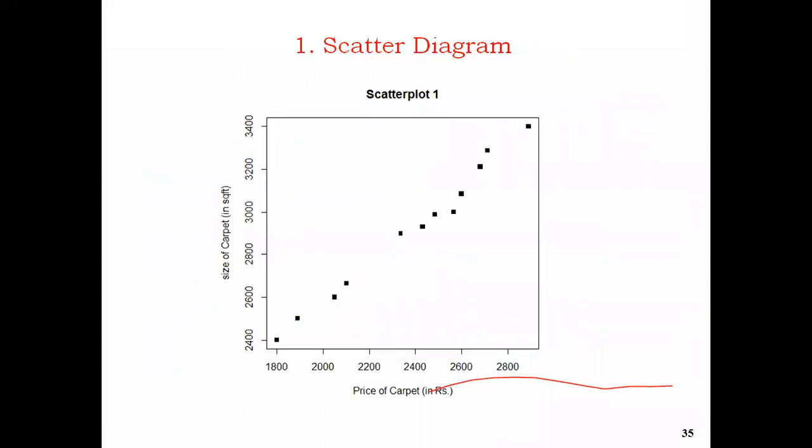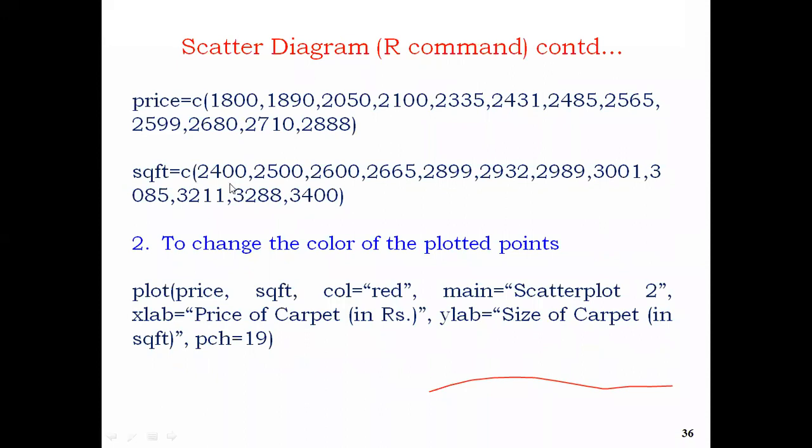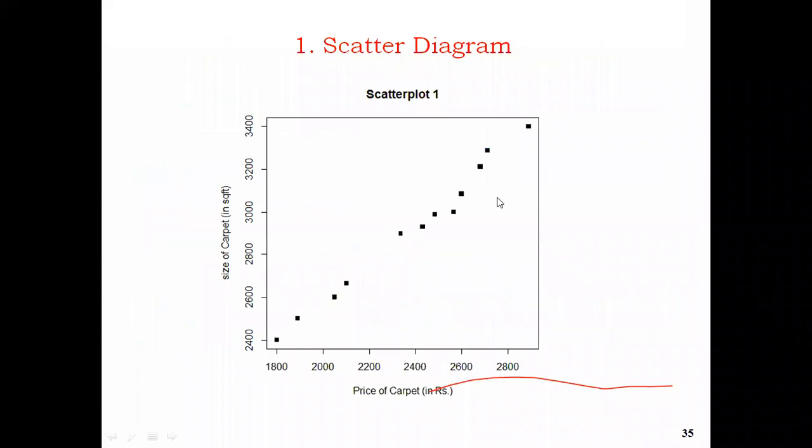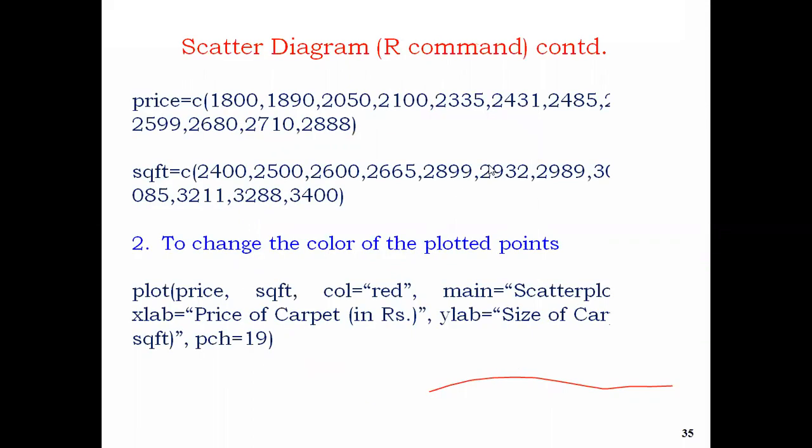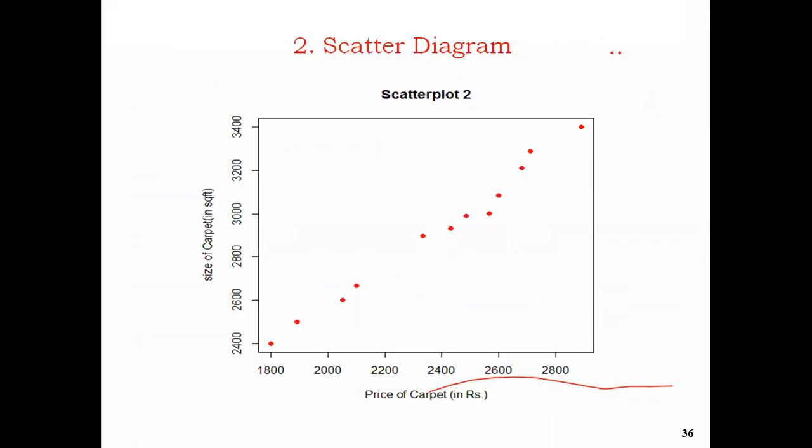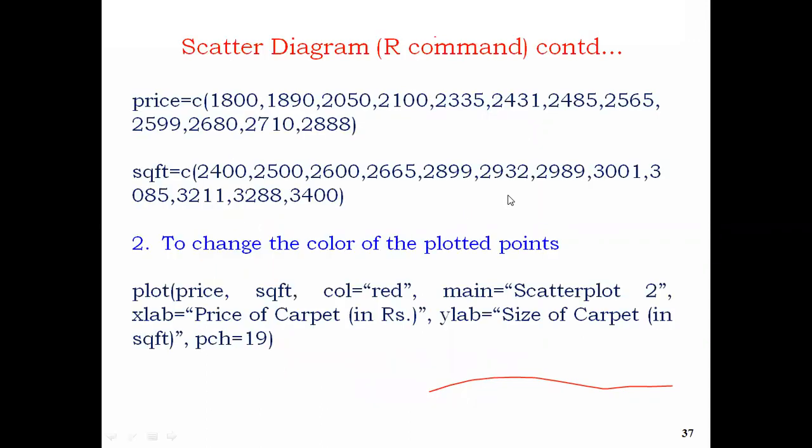Now you see the second one: price and square feet, size of the carpet and price of the carpets are there, and we want to change the color of the plotted points. Here the points are drawn in black color. Now we are going to change this plot color to red. Suppose these are in red color. Now you see how we can do this. Same thing: plot price, square feet, color here is red.